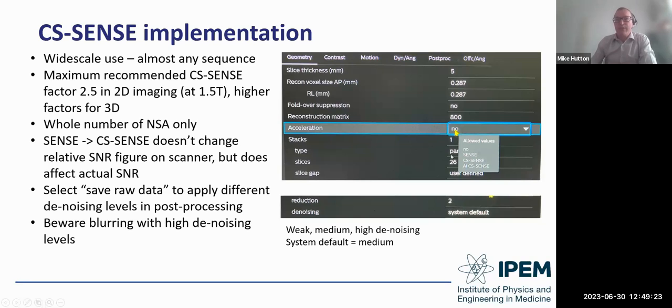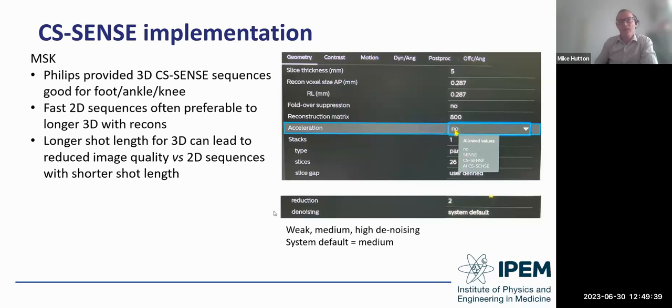Screenshots there are from release 11 Philips software, showing the acceleration options that are available, and also showing when you've selected CS sense that you have a choice of reduction factor, and you can choose a denoising level as well. So to the best of my understanding, system default is always medium, but you can select weak or high denoising instead of system default if you want to.